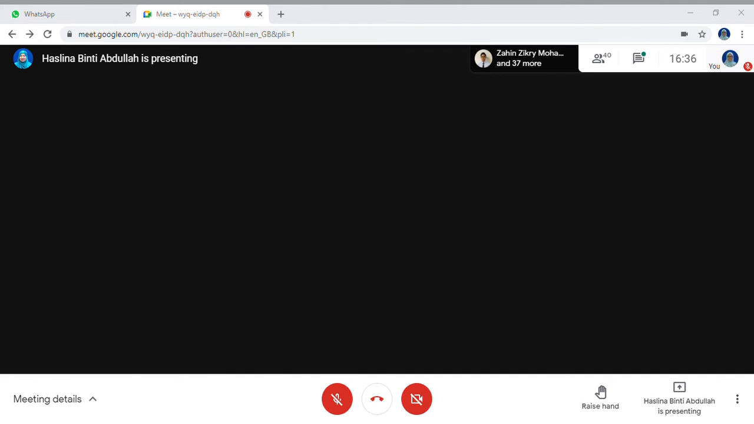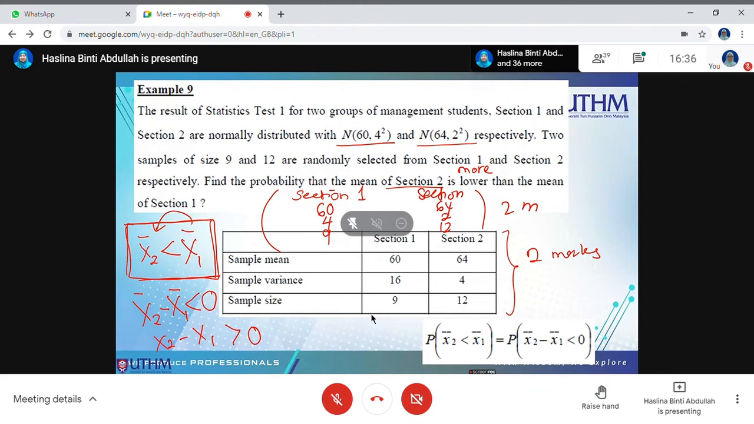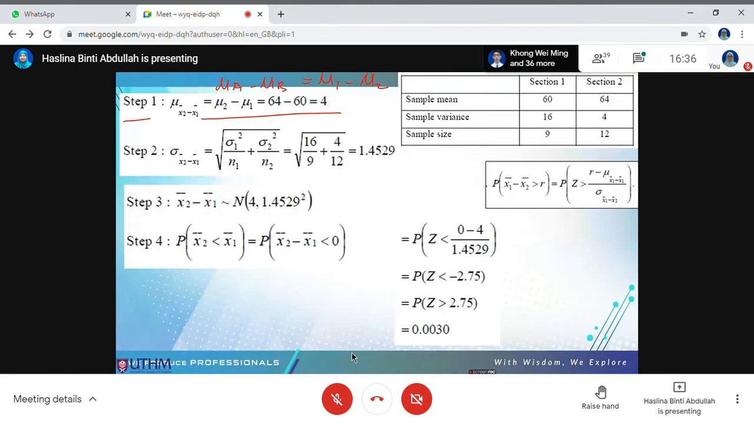Okay. If the sentence mentions section 2 first, or refers to sample 2 first rather than sample 1, then you need mu2 minus mu1. If the sentence states, find the probability that the mean of section 1 is lower than the mean of section 2, then for step 1 you need to write mu1 minus mu2. Clear? Clear.